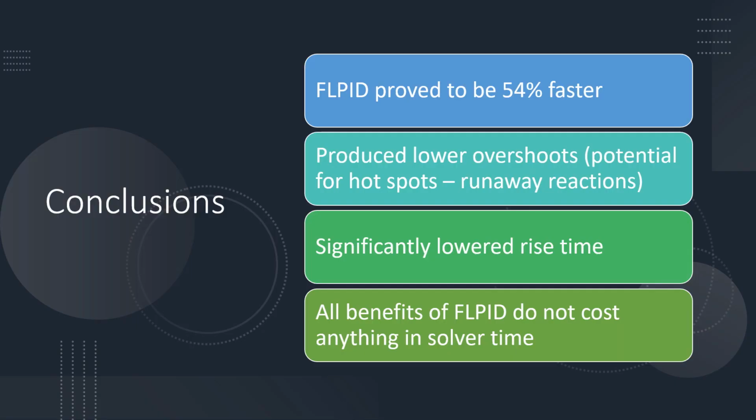So in conclusion, the fuzzy logic PID control proved to be 54% faster in convergence. This produced lower overshoots, which is a big deal because of the potential for hotspots in the reactor should you have a catalyst feed excursion. Hotspots lead to runaway reactions, which is a topic of one of our papers. It also significantly lowered the rise time. And the important feature of this is that all the benefits of fuzzy logic we programmed here don't cost anything extra in solver time. We're not solving enough additional variables to make a difference in our compute time. In fact, we have nothing but savings.